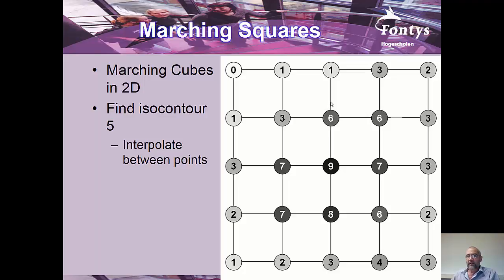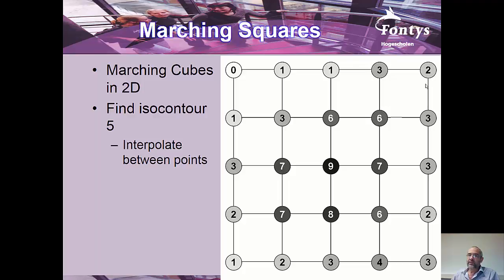Then how will it continue? Well, it will probably not go in between these two. This is a 6 and this is a 6, so probably everything in between is also 6. But it will go in between these two. We have 3 here and 6 here. So in between we have 4 and 5. So the line will go from here to there.